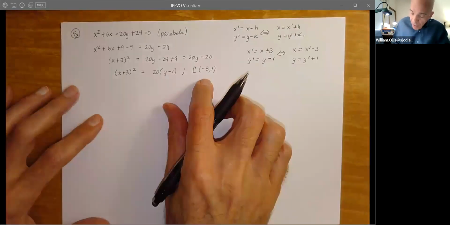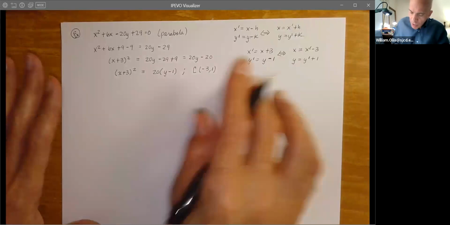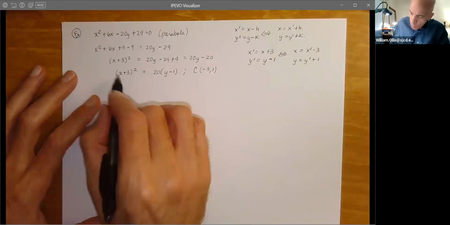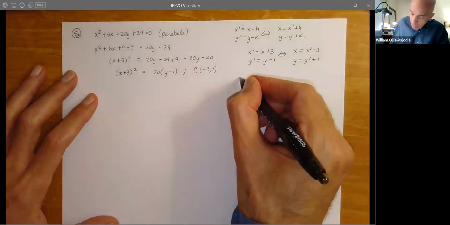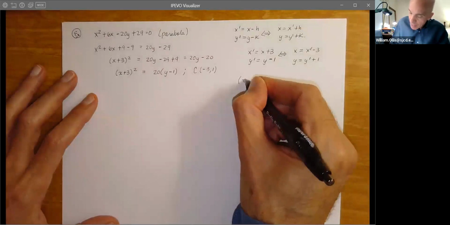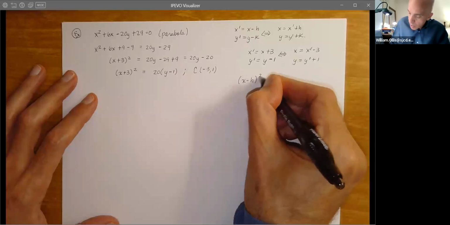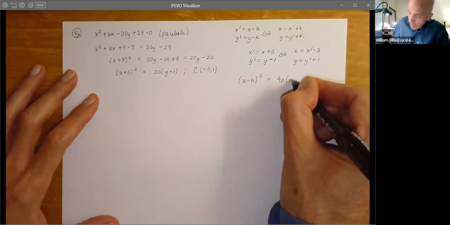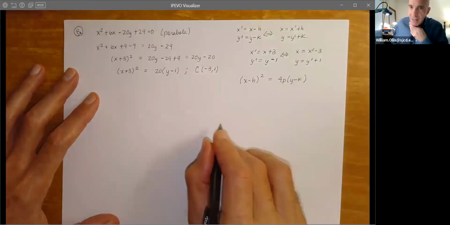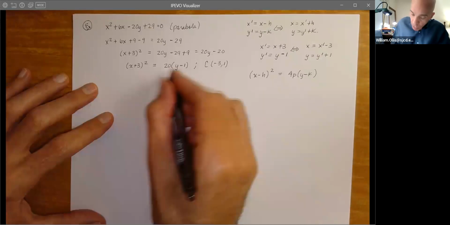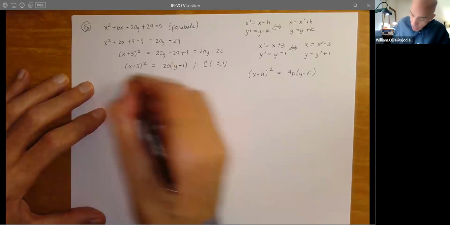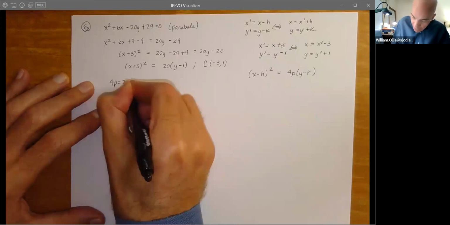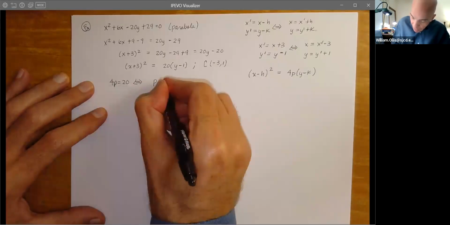So now we're thinking, wow, we're good to go. And we don't have the a and the b. Let me just remind you, we have x minus h quantity squared equals 4p times y minus k. So that's the translated equation. So now notice here, 4p equals 20 if and only if p equals 5.